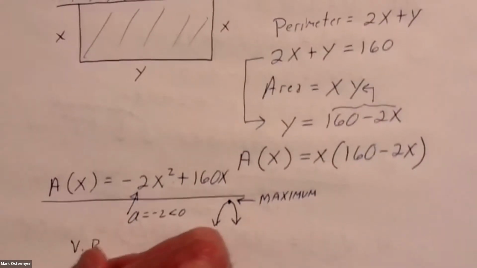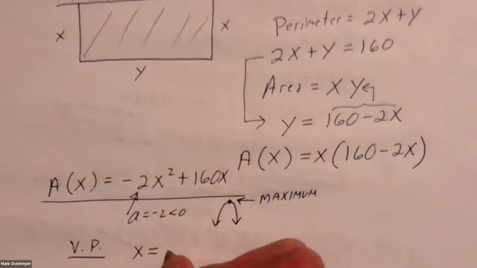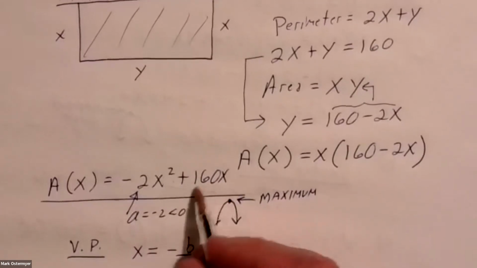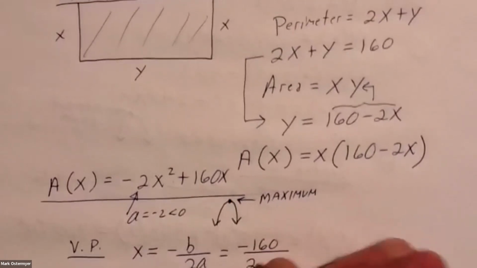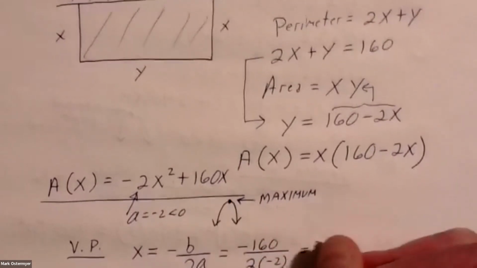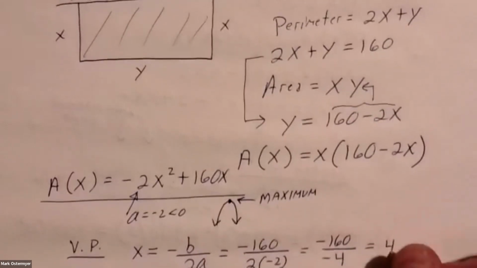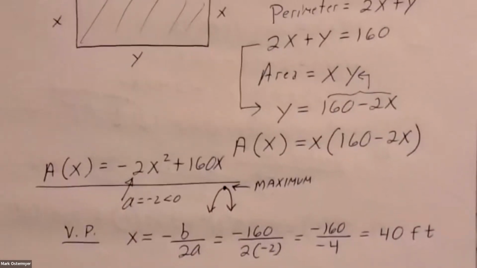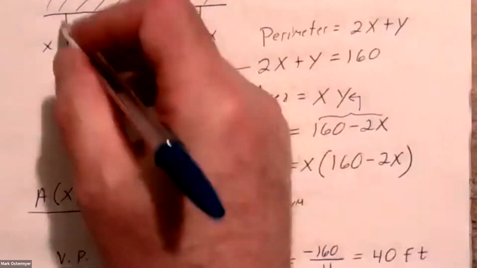So here we go. We got to find the vertex point. So we use our formula to find the X coordinate. It's going to be negative B over 2A. My B is the linear coefficient, which is 160. So this will be negative 160 divided by 2 times the leading coefficient of -2. So this is negative 160 divided by -4, which gives me positive 40. 40 feet. So X has to be 40 feet in order to maximize the enclosed area. Must be 40 feet here and 40 feet here.